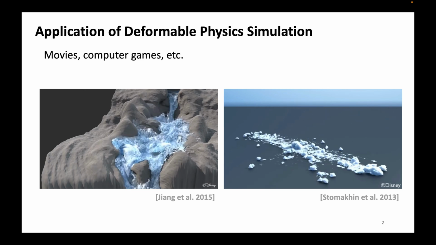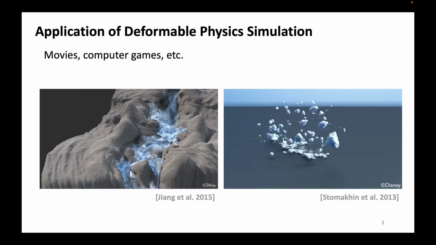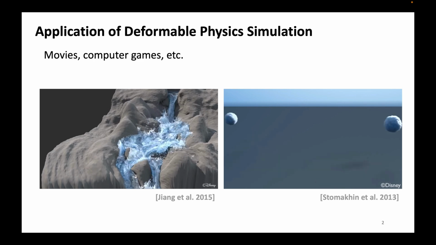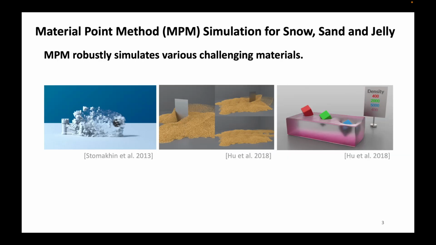This kind of simulation has been widely used in the movie industry and computer games. So many researchers have been studying this field eagerly for a long time. Material point method, so-called MPM, is a popular technique for robustly simulating various deformable objects like snow, sand, and jelly. However, MPM has some problems with its accuracy. So our motivation is to make MPM simulation more accurate.